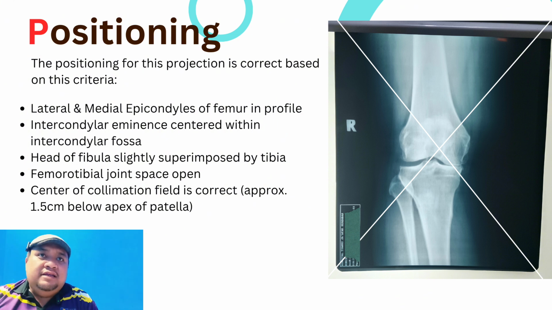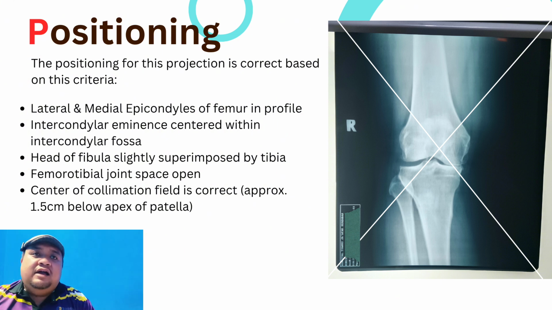Now, from this radiograph, let's talk about the positioning of this AP knee radiograph. From what we see here, the positioning appears correct based on several important criteria. Firstly, we look at the lateral and medial epicondyle of the femur. Both are clearly visible in profile. This indicates that the knee is not rotated.